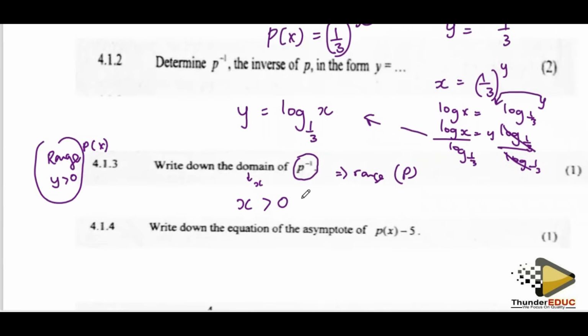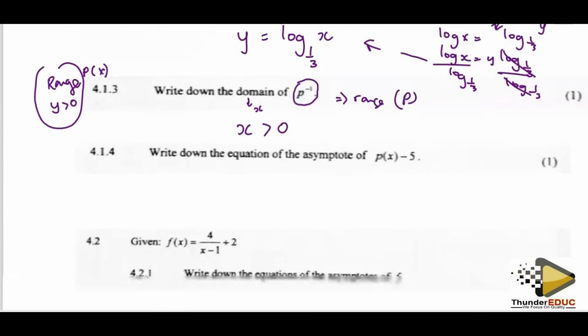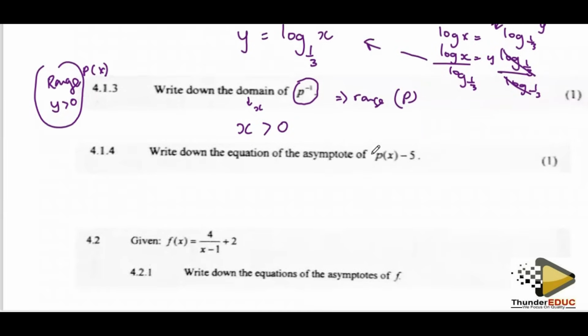Then 4.1.4, write down the equation of the asymptote. If I have my p of x, which is 1 over 3 to the x, and then we are subtracting 5, so we are shifting it 5 units down. Remember y is equal to b to the x plus q. This q represents the asymptote. So I'm just going to say y is equal to negative 5. That is my asymptote.